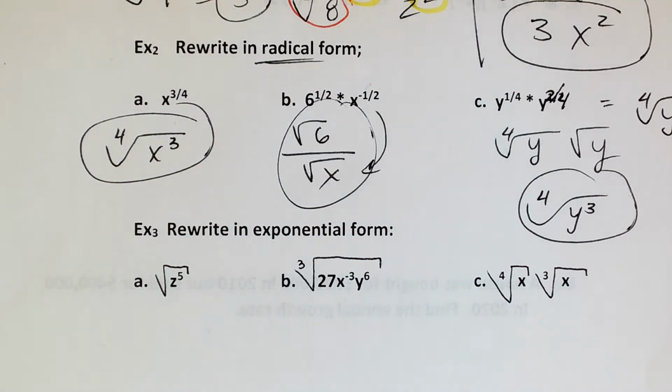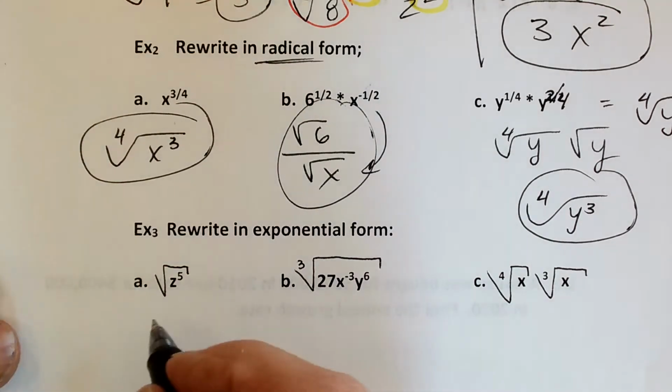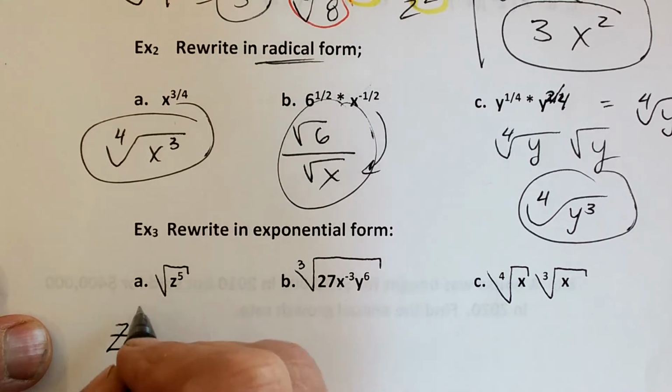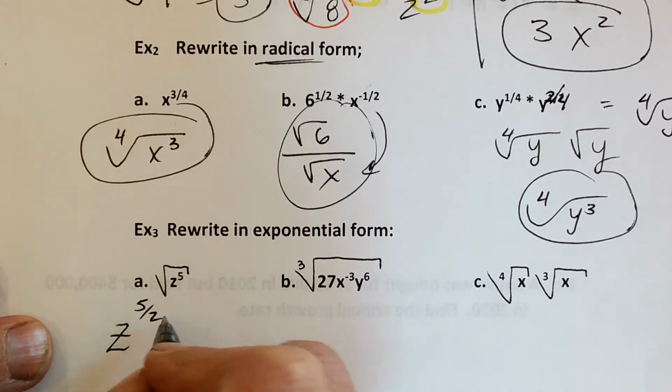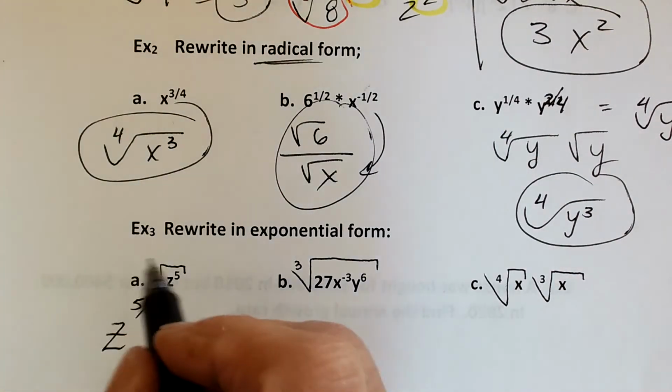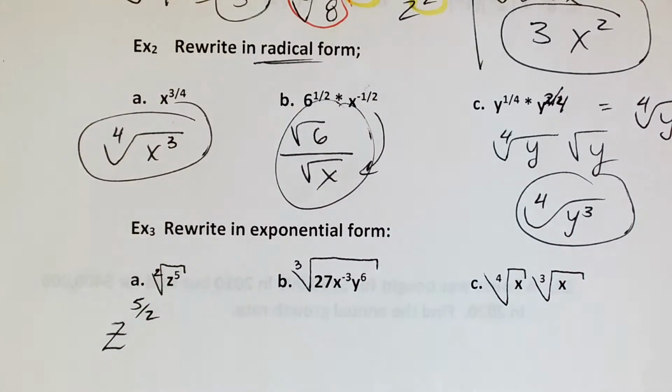Okay, rewrite in exponential form. Okay, so this is the same thing as z to the 5/2. Because there's an invisible 2 there, right? We just don't write it, but there's an invisible 2, okay?